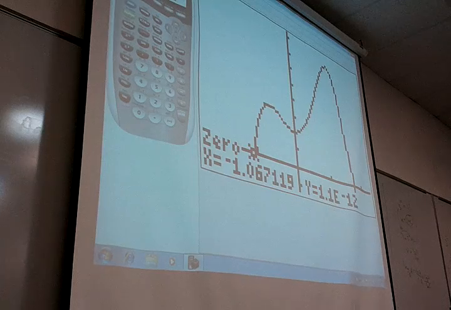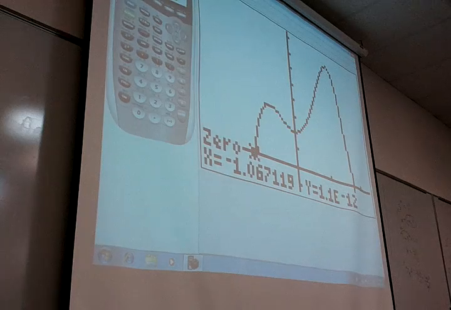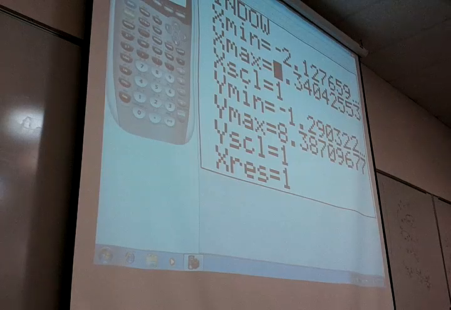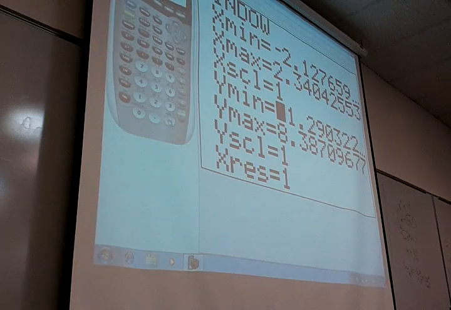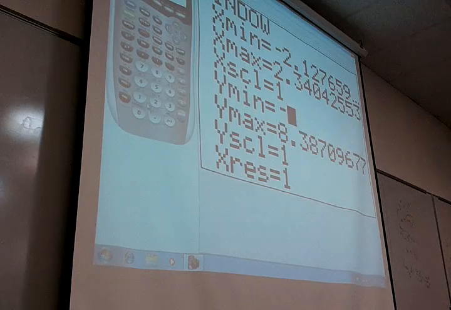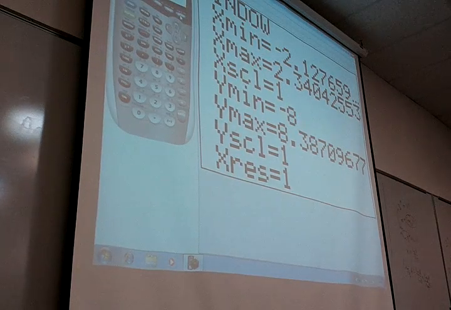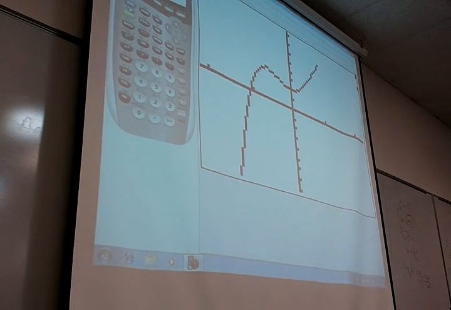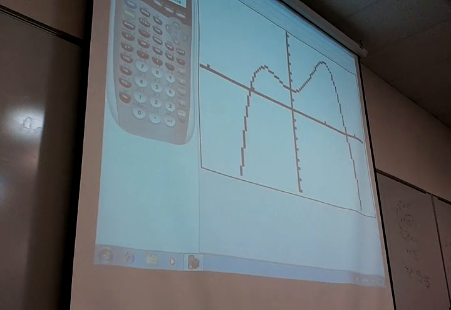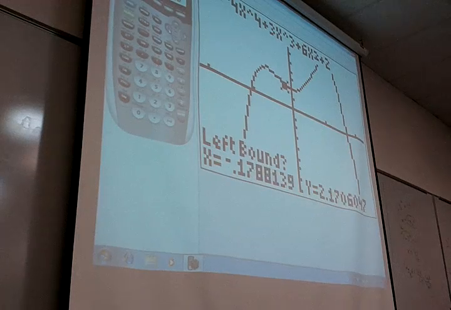Okay, do you want me to do that again, or are you guys good with that? Let me do it again. One little thing, let me adjust one little thing so this is easier to see. I'm going to go to my window and move the whole thing up a little bit so you don't have all these words on top of what I'm doing. I'm going to make my Y min -8. There we go. So let me do that again. Go to second trace, go to 0.